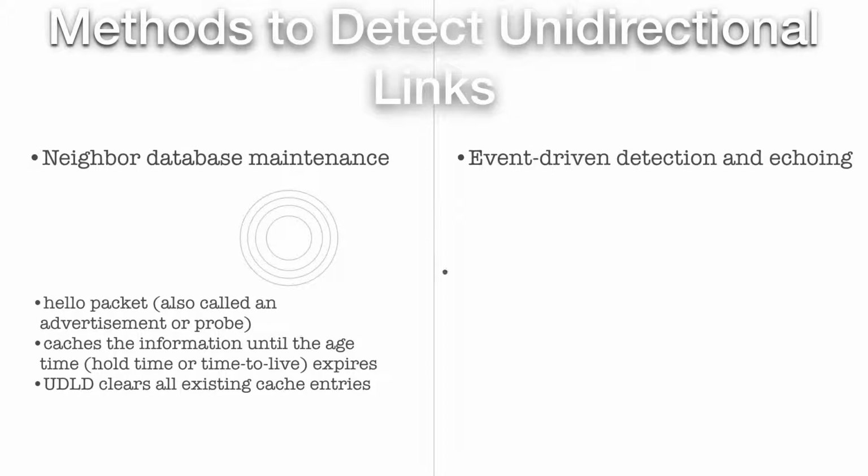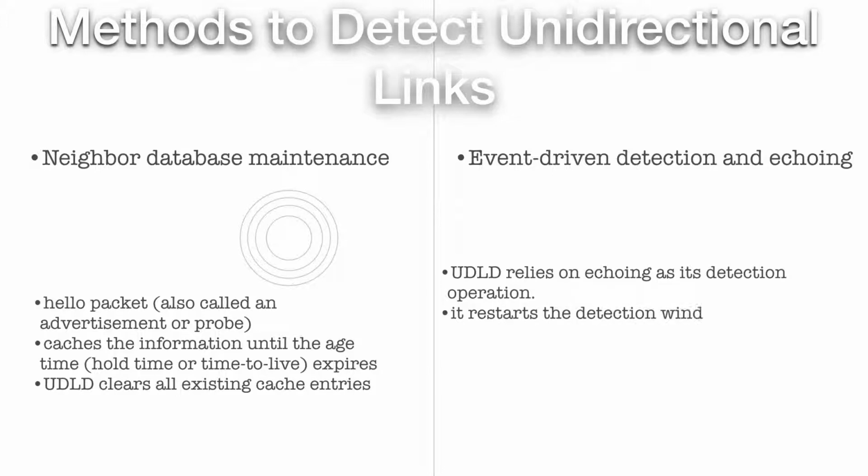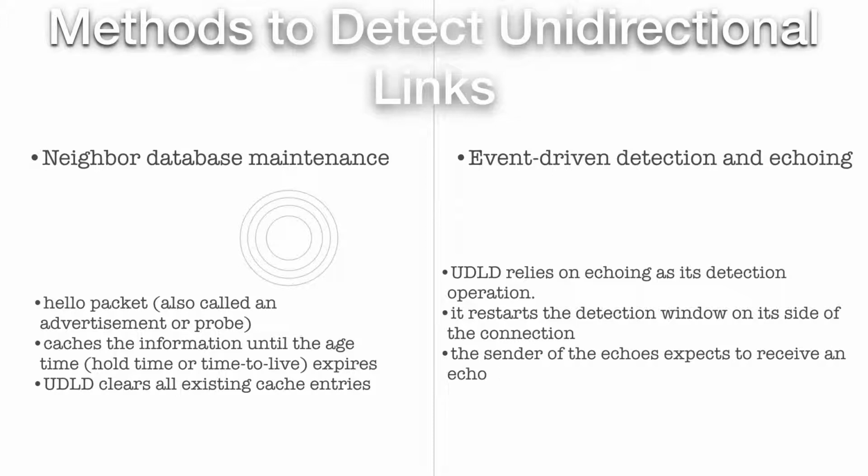Event-driven detection and echoing. UDLD relies on echoing as its detection operation. Whenever a UDLD device learns about a new neighbor or receives a resynchronization request from an out-of-sync neighbor, it restarts the detection window on its side of the connection and sends echo messages in reply. Because this behavior is the same on all UDLD neighbors, the sender of the echoes expects to receive an echo in reply.